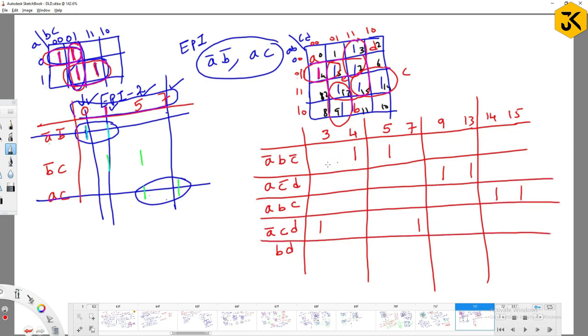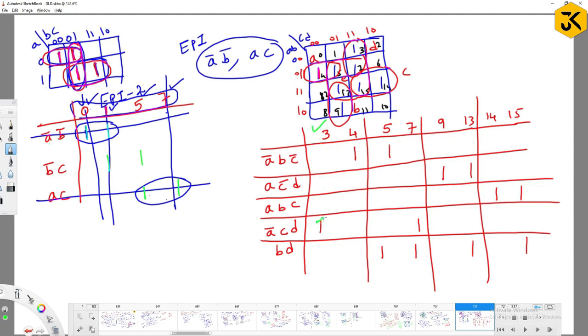Okay. What is the reason for getting BD? 5, 7, 13, and 15. Right? Once you mention like this, what is the simple solution? You have to identify a column where it has only one one, right? So I think you can take either 3 or 4. If I take this 3, I have to tick this one, right?